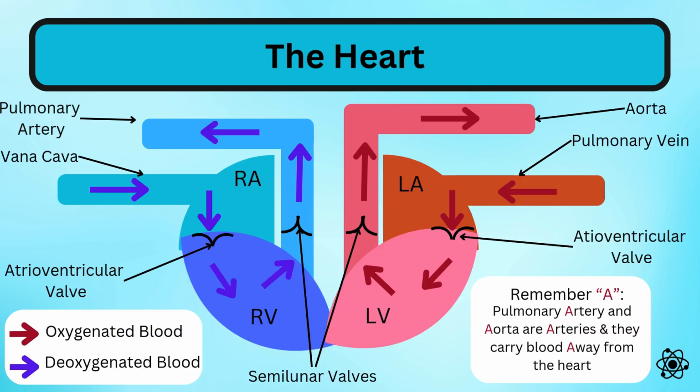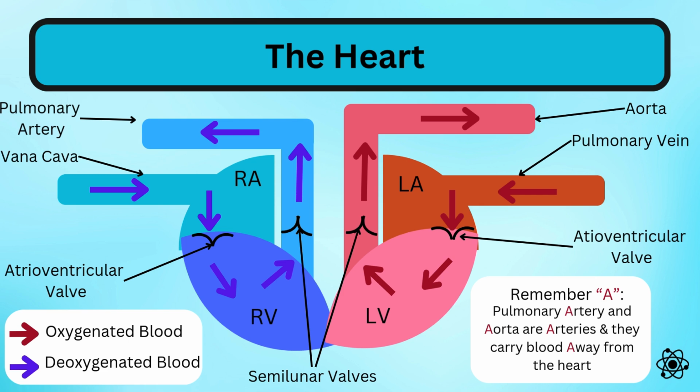Here is a simpler diagram that will guide you through the double circulation. Deoxygenated blood enters the right atrium through the vena cava. Then it moves into the right ventricle through the atrioventricular valve. The special name for the one on this side is called the tricuspid valve. The right ventricle pumps the deoxygenated blood out to the pulmonary artery via the semilunar valve.